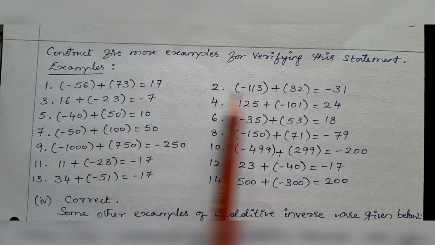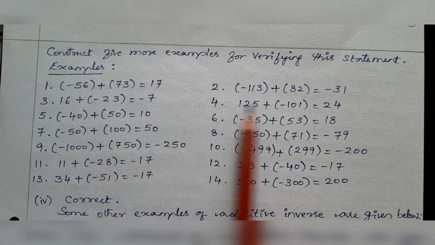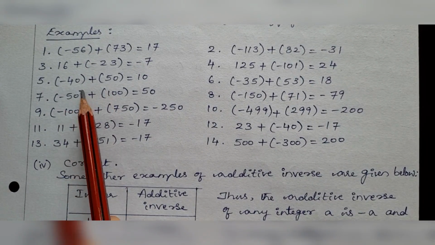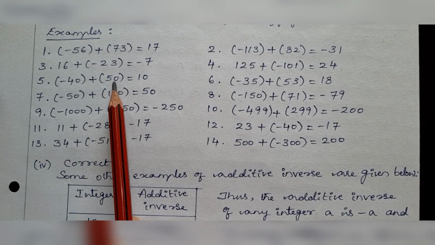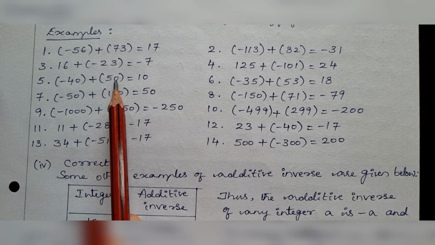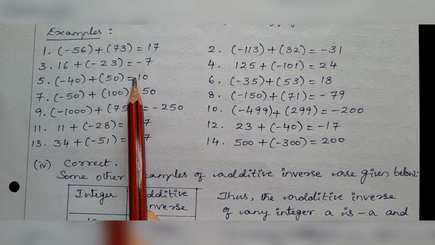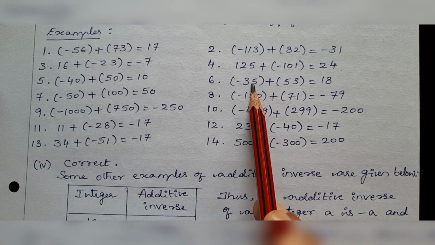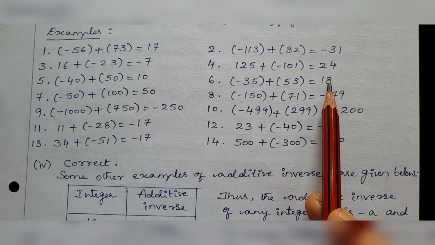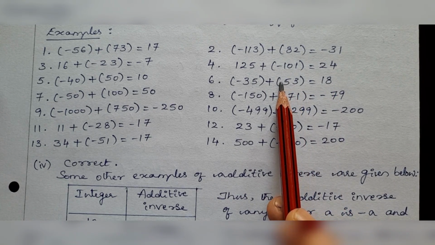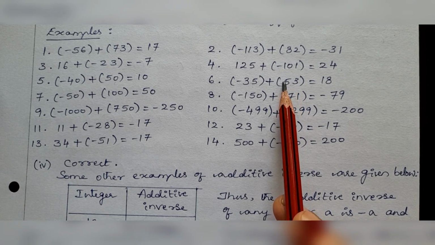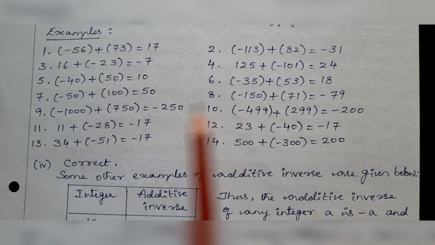One is a negative integer, one is a positive integer, take their difference, so that is 10, the bigger integer is 50, the sign is positive. Here minus 35 is a negative integer, here a positive integer, so take the difference, so 18, the bigger integer 53 has a positive sign, so plus 18.